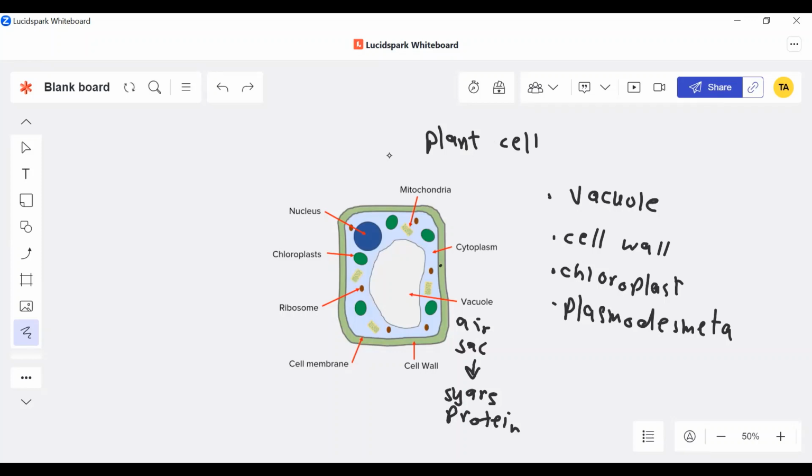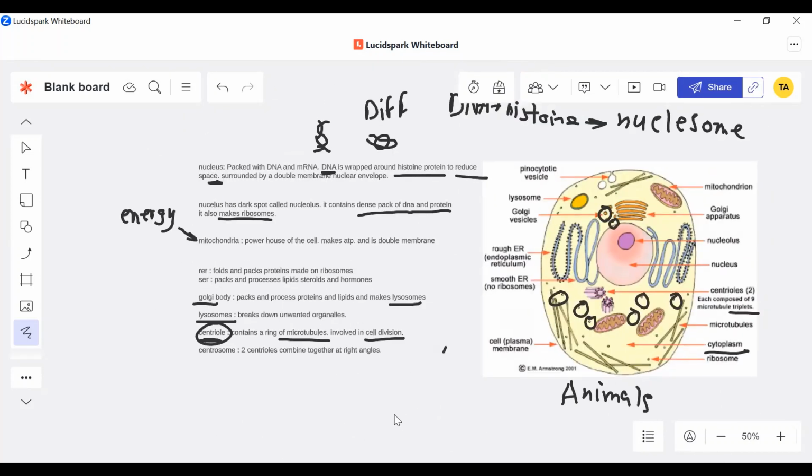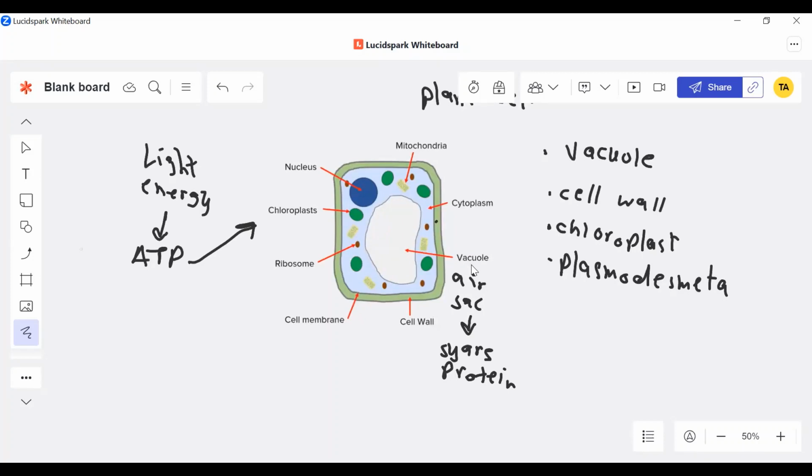And what are the chloroplasts? These chloroplasts will trap light energy, and light energy will be used to make ATP. So this ATP is made by the chloroplast in the plant cell. And in the animal cell, which organelle makes the ATP or the energy? It's the mitochondria. So in animal cell, mitochondria makes the energy, and in the plant cell, the chloroplast makes the energy, both in the form of ATP.